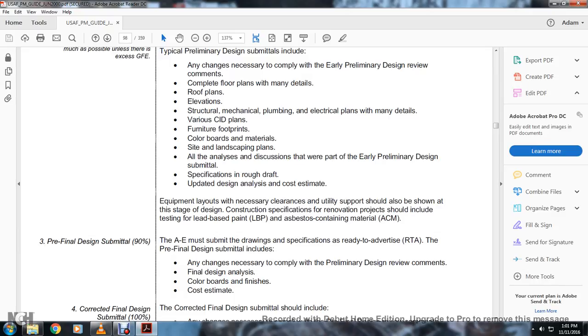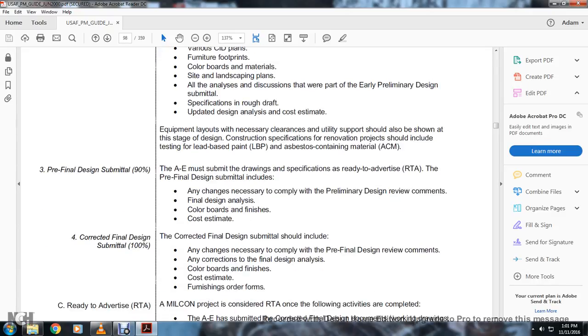3. Pre-final design submittal, 90%. The architectural engineer submits the drawings and specifications ready to advertise. The pre-final design submittal includes any changes necessary to comply with the preliminary design review comments, final design analysis, color boards and finishes, and cost estimate.